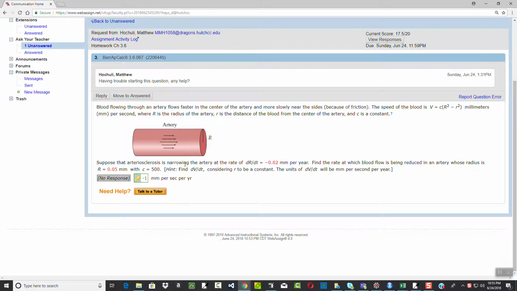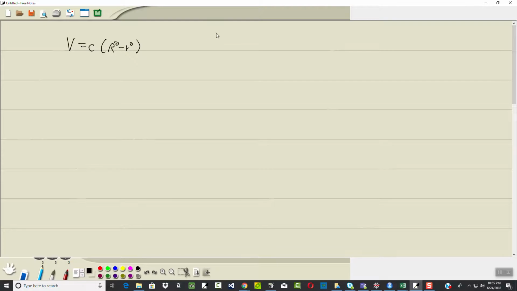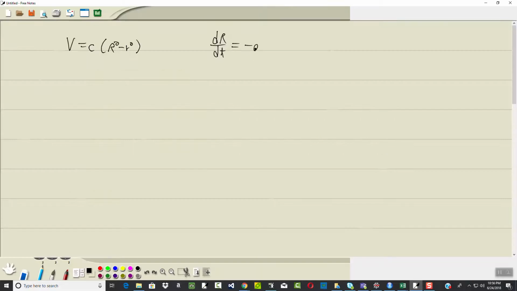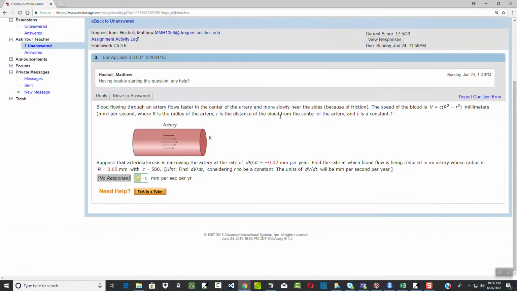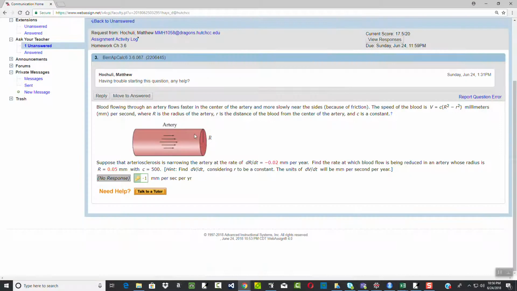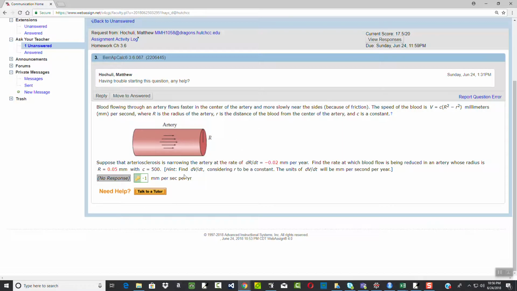Suppose that arteriosclerosis, if I'm saying that right, is narrowing the artery at the rate of dR/dt, big R, that is, negative 0.02. Find the rate at which blood flow is being reduced in an artery whose radius R is 0.05, with C equal to 500.